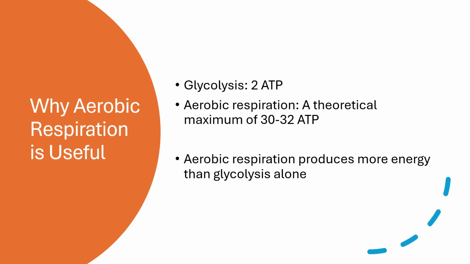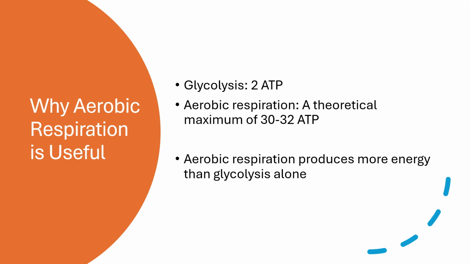All right, so why aerobic respiration is useful. Glycolysis by itself only generates 2 ATP, and the anaerobic processes that repeat glycolysis basically just keep that cycle going instead of generating a lot more down the line.